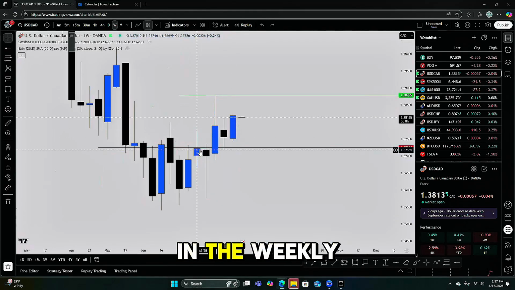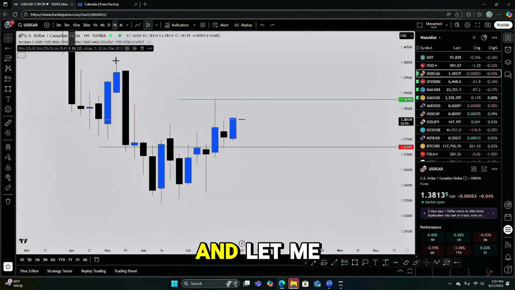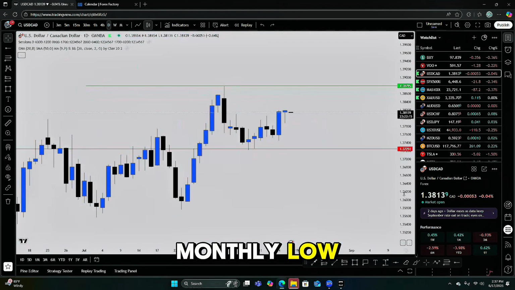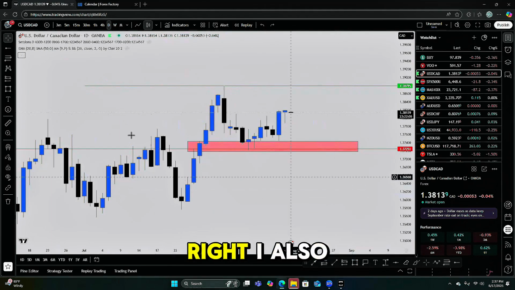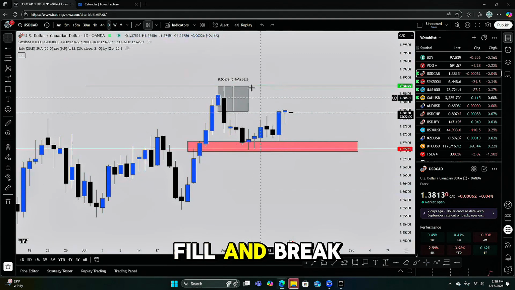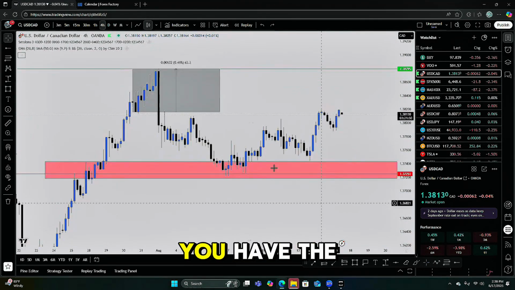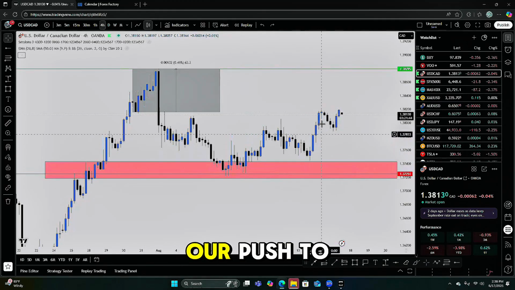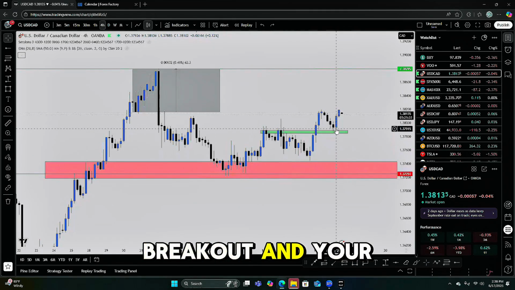So now that I'm in the weekly, I really do believe that we're going to break our monthly high. And let me show you why. Because if I go to the daily, this red line is our monthly low. I see that we created a support on our monthly low. I also see that we have this range to fill and break our monthly high. If I go down to the 4 hour, you have the support right here, right on our monthly low. We have our push to break this resistance. You have your breakout and your retest.